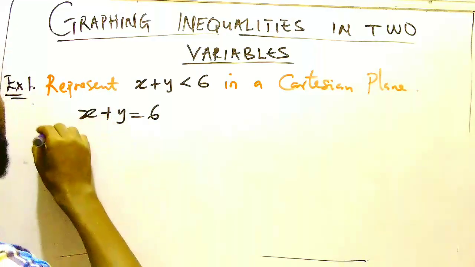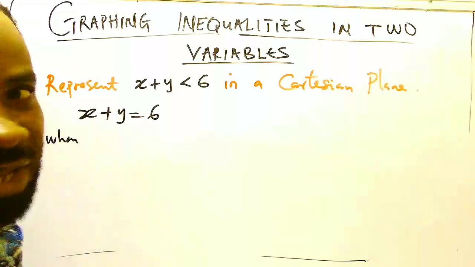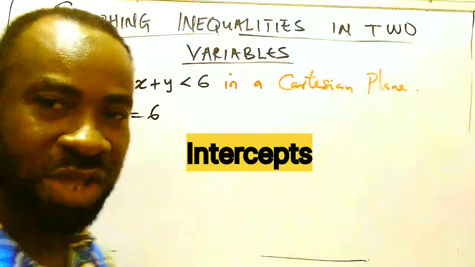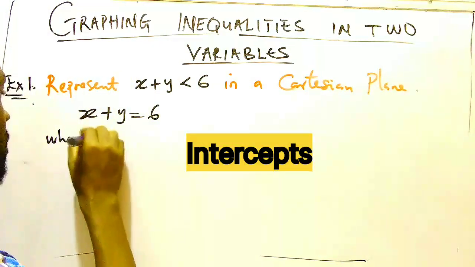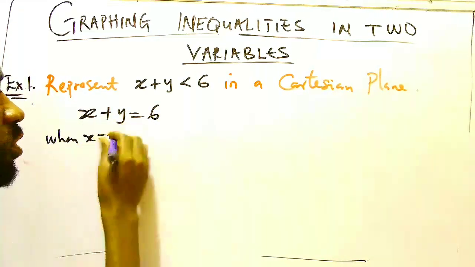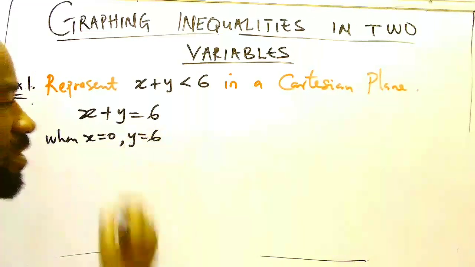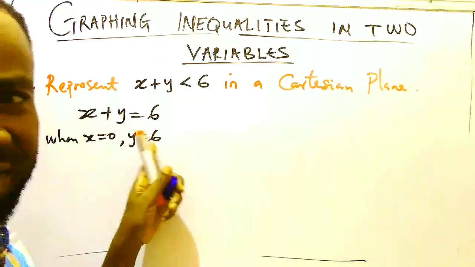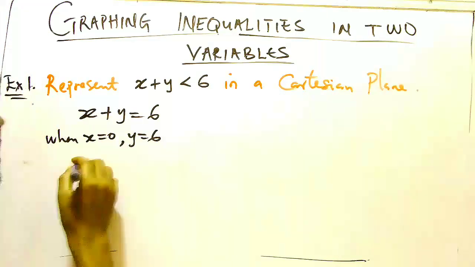And from this boundary line, we can now get the intercepts of x and y, the x-intercept and the y-intercept. How do we do that? We say when x is 0. So if x is 0, what happens to this equation? We are going to have that y is equal to 6. This y equal to 6 is our intercept on the y-axis.